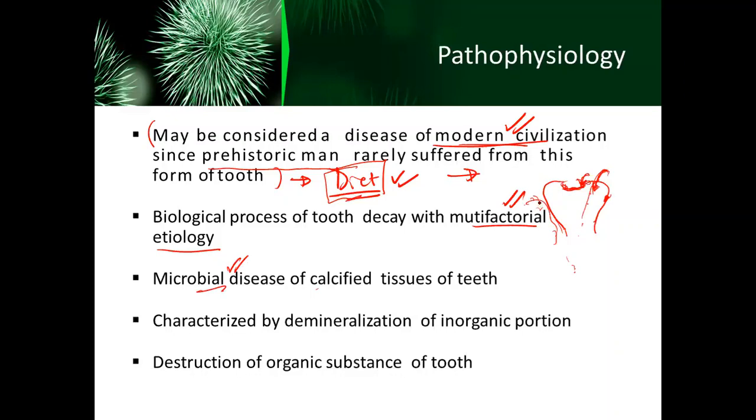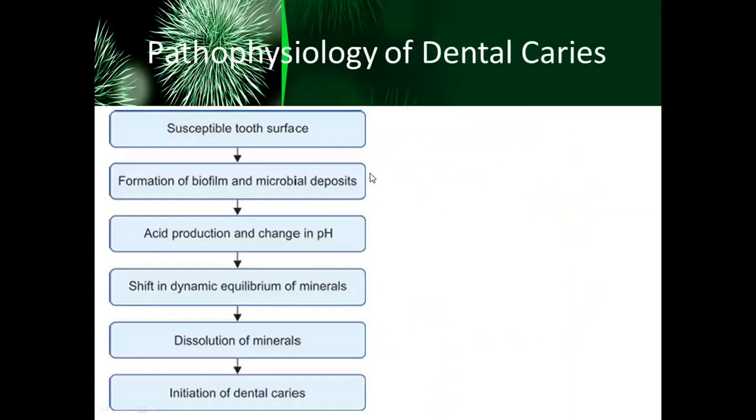Yeah, that can happen. Then we start having periodontitis. But the point is, the infection or whatever is happening, the destruction starts in the enamel. Then we have demineralization of the inorganic portion, and then ultimately we have destruction of the organic substance of the tooth. Okay, so I try to put this up so that we can see the entire process in a more systematic way.